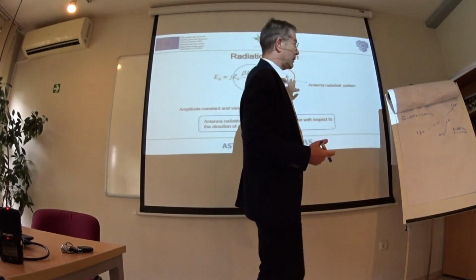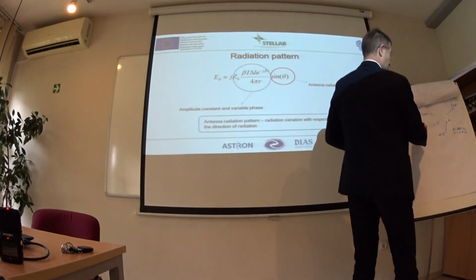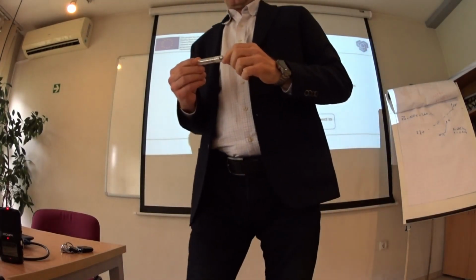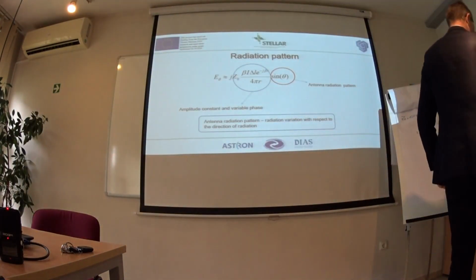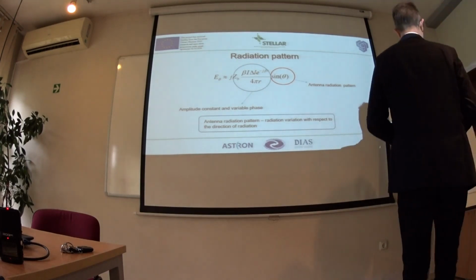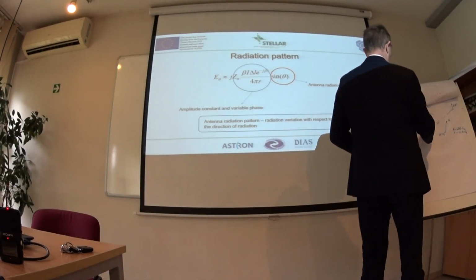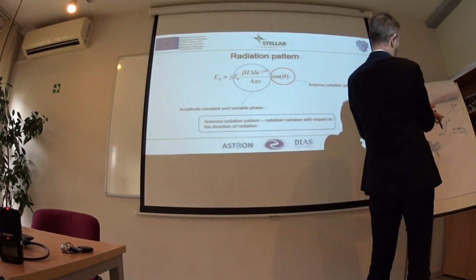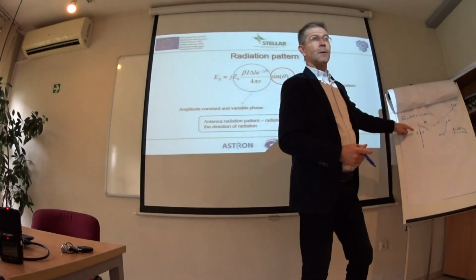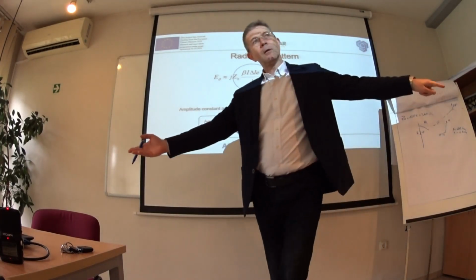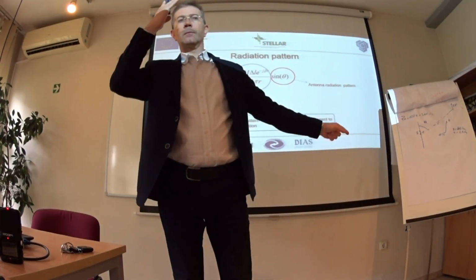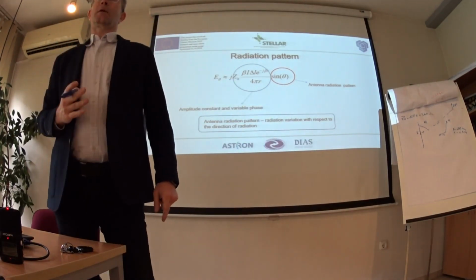And if you notice this sine of theta, the sine of theta is this, which means the field will be maximum at 90 degrees away from the conductor, and the field will be minimum when aligned with the conductor.